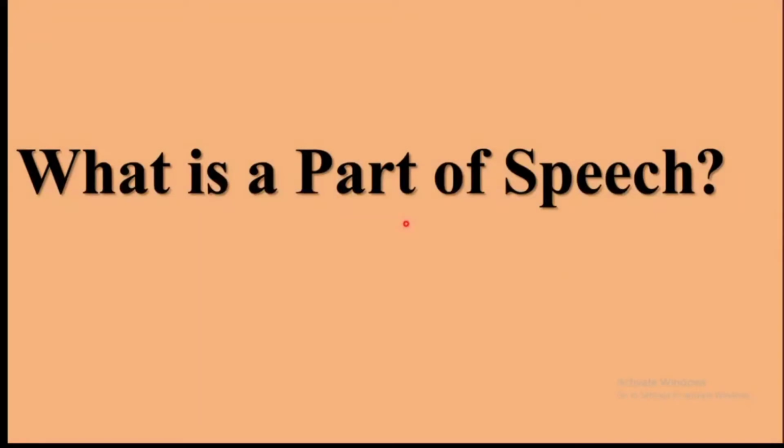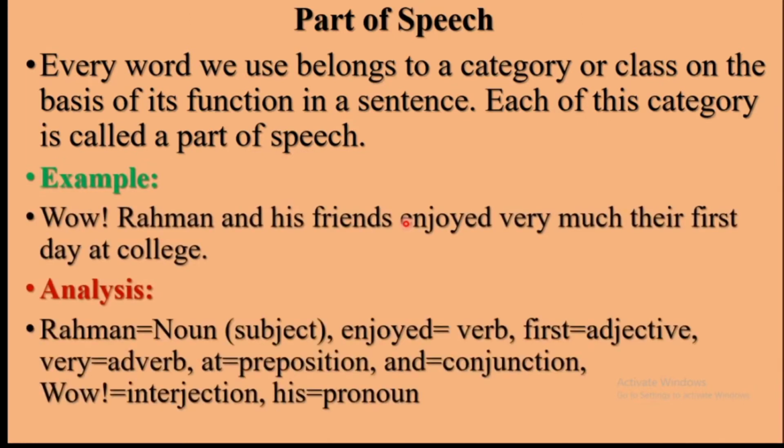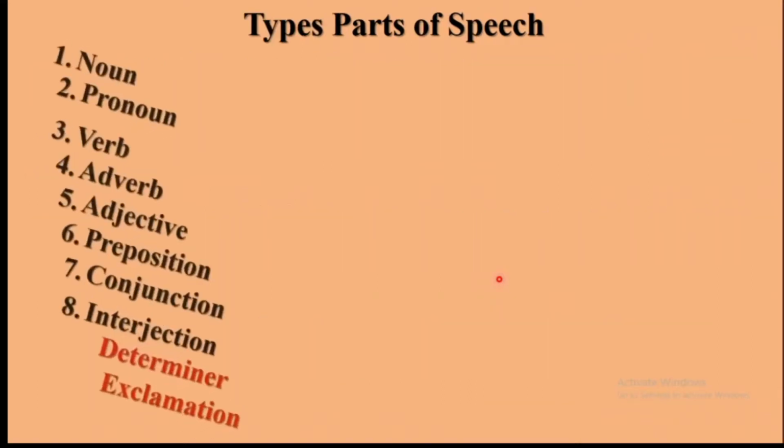So what is a part of speech? Every word we use belongs to a category or class on the basis of its function in a sentence, and each of these categories is called a part of speech. Example: Wow, Rahman and his friends enjoyed very much their first day at college. In this sentence there are 13 words, and each of these words of course has a particular function, which are analyzed here.